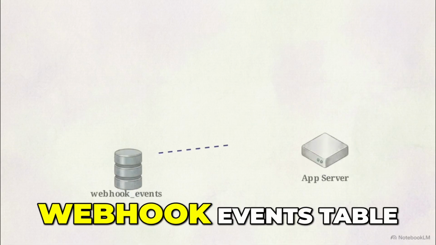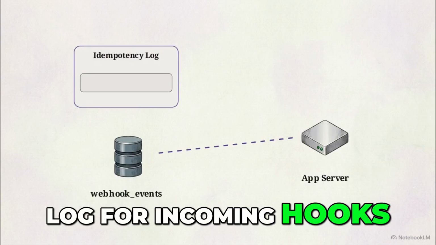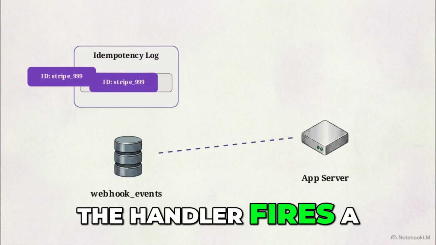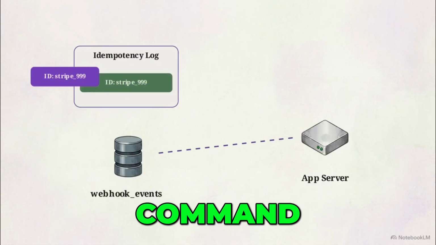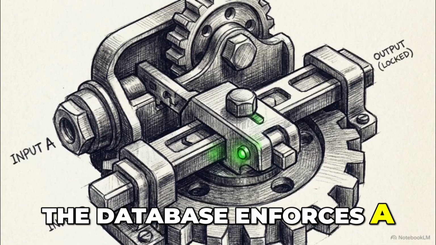The foundation is a webhook events table acting as a central idempotency log for incoming hooks. When an event arrives, the handler fires a single atomic SQL command: insert the event ID. On conflict, it does nothing. The database enforces a binary outcome.